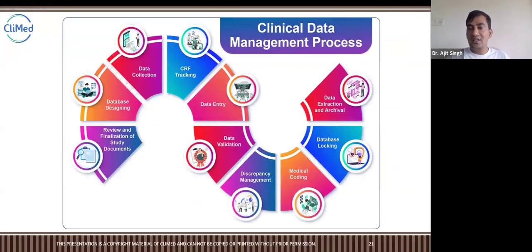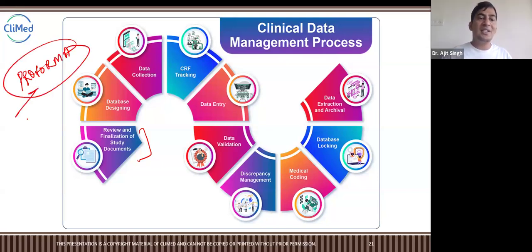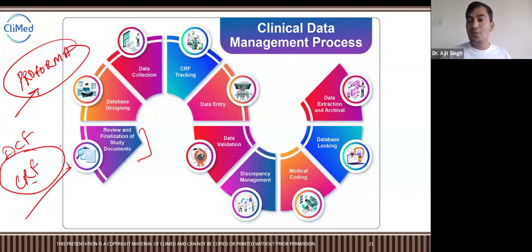So this is the clinical data management process, the whole data management process, where they exactly work. Guys, this is very important, what you should understand and how you should work. First of all, they review and finalize the study documents. Review and finalize the study documents means the protocol. They participate in the protocol and they prepare the case report form, or we call it pro forma, right? You have heard this word, like we have to submit the pro forma with the protocol. This is a data collection form, also called CRF, case report form.